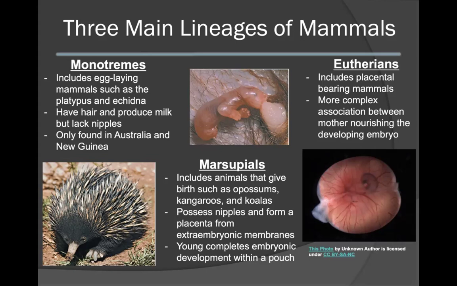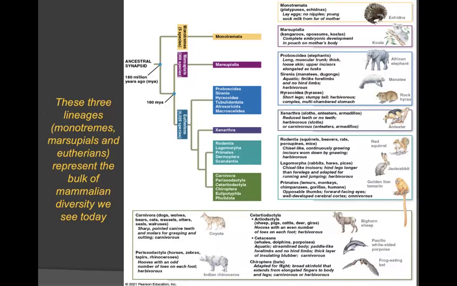The eutherians include the full placental-bearing mammals. Because the embryo needs to complete its development using the placenta for nourishment, this leads to a more complex association between the mother and developing embryo. These three lineages of mammals represent the bulk of mammalian life that we see today. Please take a minute to review this slide to understand the diversity of mammals.